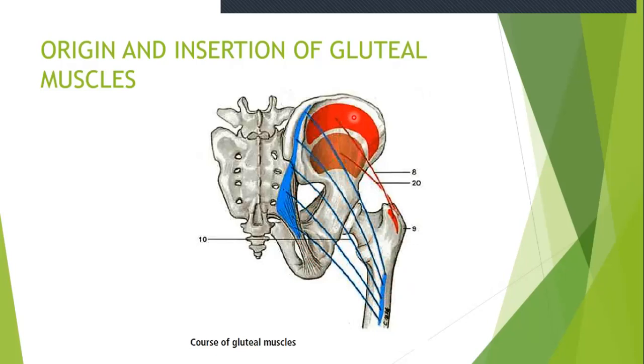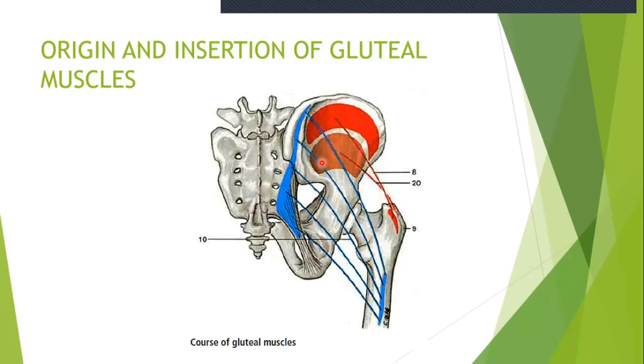Then here in bright red, this is where the Gluteus Medius originates from. This is the posterior gluteal line, and this is the anterior gluteal line here. So on the gluteal surface, between the posterior and anterior gluteal lines, that is where Gluteus Medius will originate. Its fibers will run like that to insert here on the lateral surface of the greater trochanter.